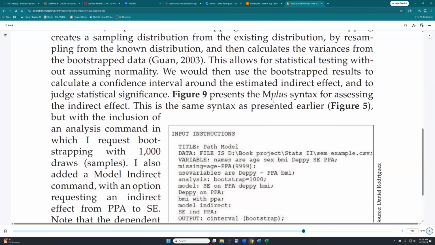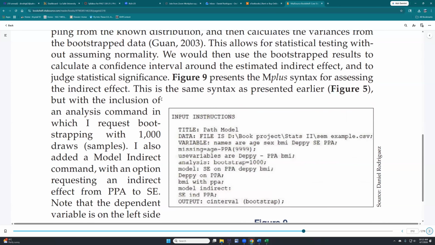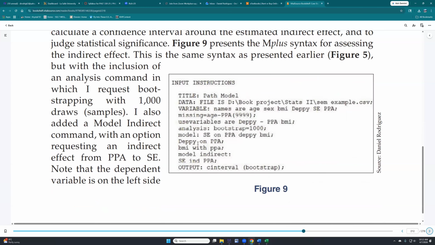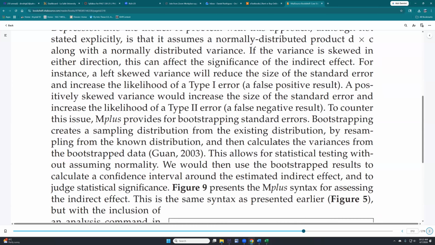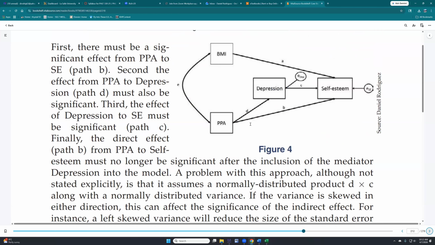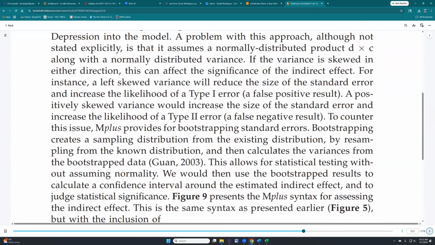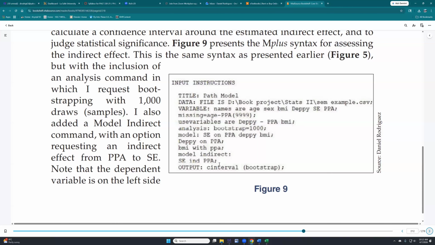Figure 9 presents the Mplus syntax for assessing the indirect effect. So here, let's take a look at that. I have model indirect, so that's what's different here, right? I'm looking for the indirect effect from PPA to self-esteem, and it'll automatically calculate this effect. If I had a lot of indirect effects, I'd have to specify which one I wanted, right? But here there's only one, so I don't really need to specify it, and it'll just calculate it for me, okay?